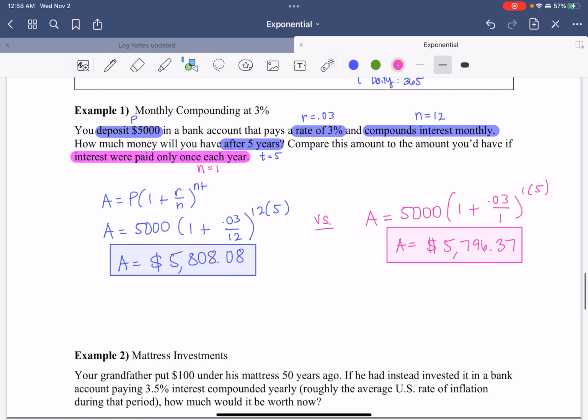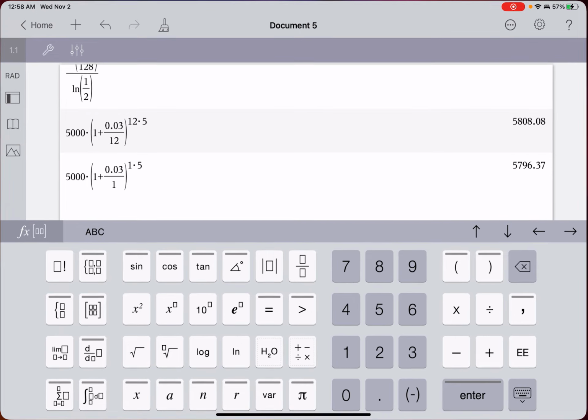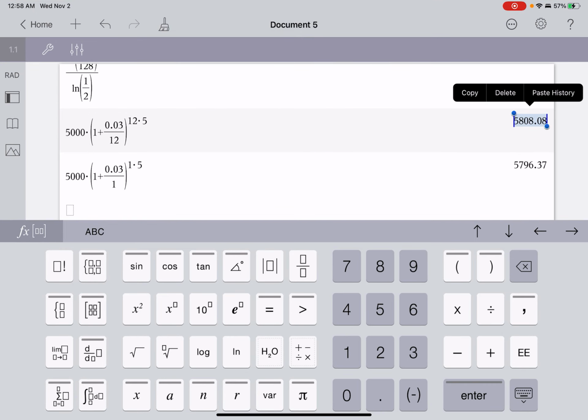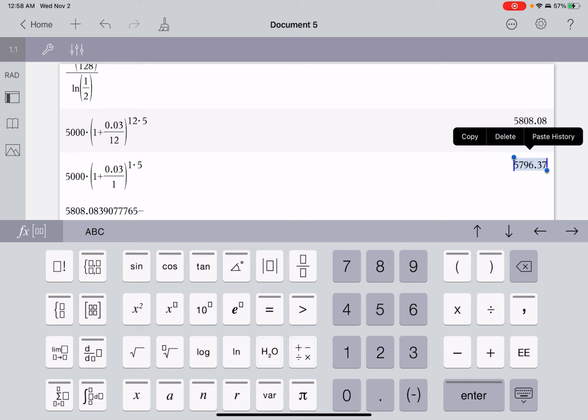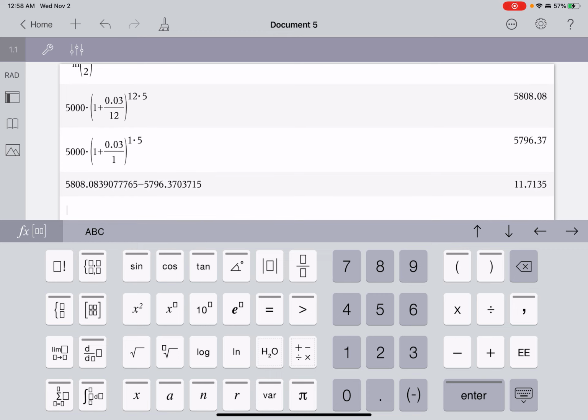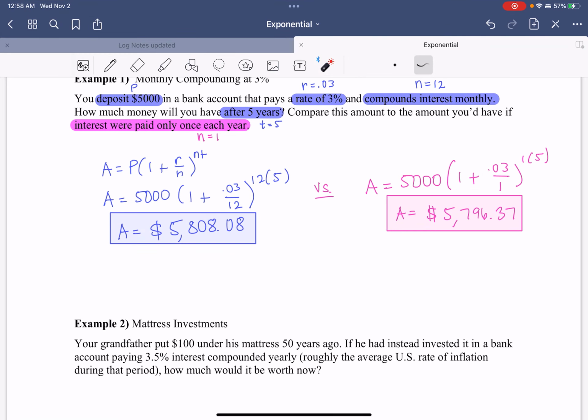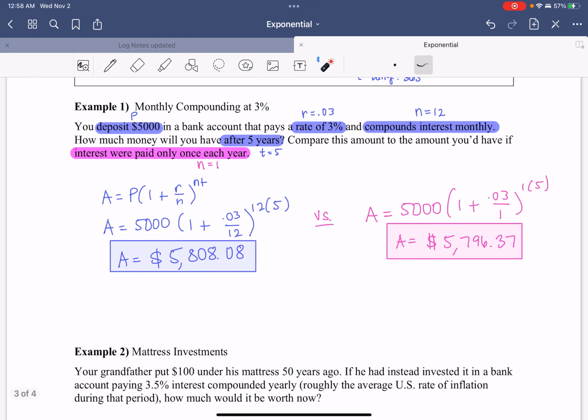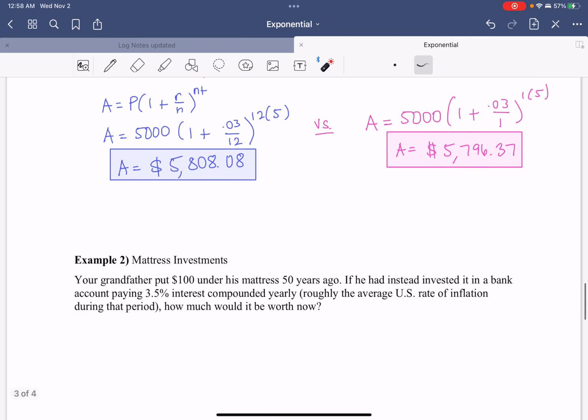Okay, so you can see that the difference is not that big. We can subtract them in the calculator. So we have this one minus the smaller one. So you're really only getting like $12 more, $11 and change. So it's really not that large of a difference if you're compounding monthly versus annually. But you do get 11 more bucks. So something is something. Okay, let's try another problem.